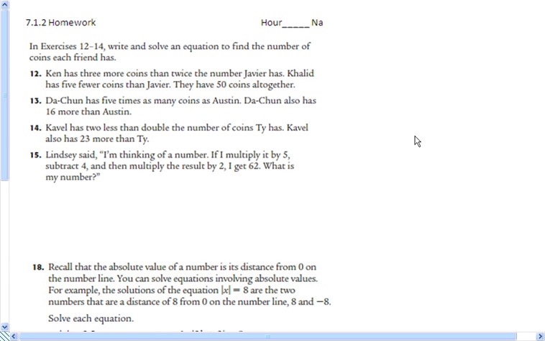Hey students, this is lesson 712. What I'm going to do is do a couple of homework section problems with you, and then you can do the regular problems. So you'll be learning some skills here.